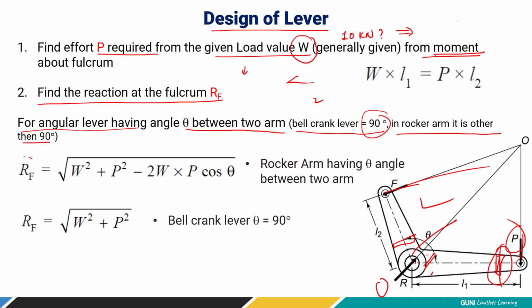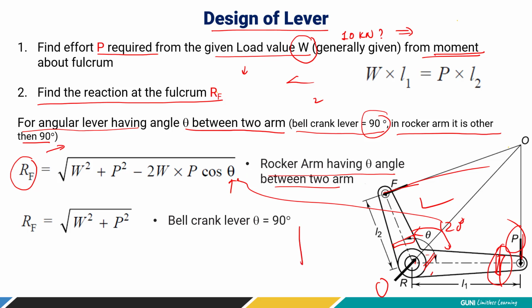So how can we find the reaction force? This equation comes from engineering mechanics, right? R = square root of W square plus P square minus 2WP cos theta. The rocker arm has theta angle between the two arms. So which theta do we have to take? Let's say we are given 120. So we have to replace theta with 120 over here, right?